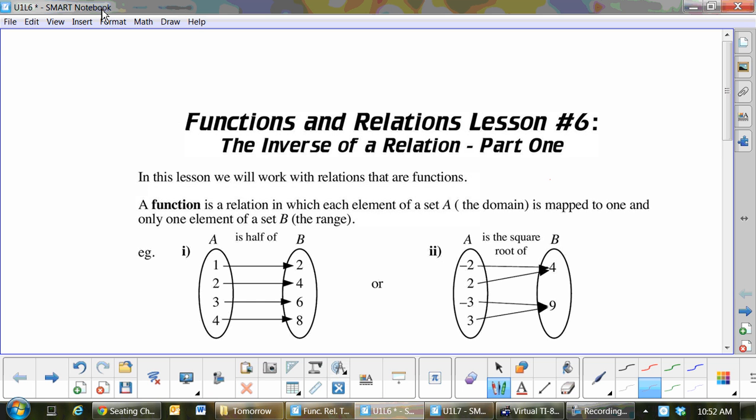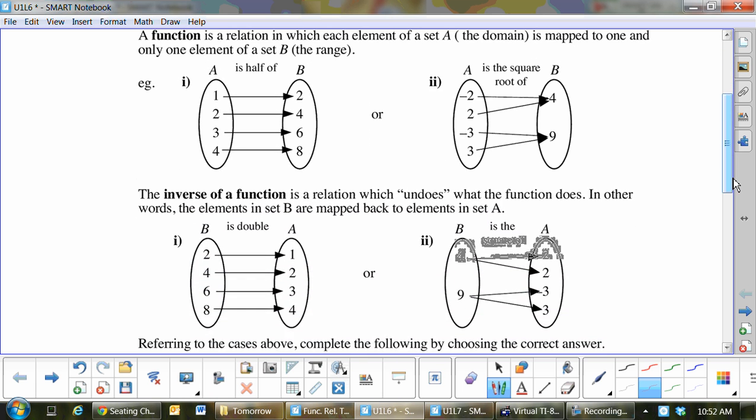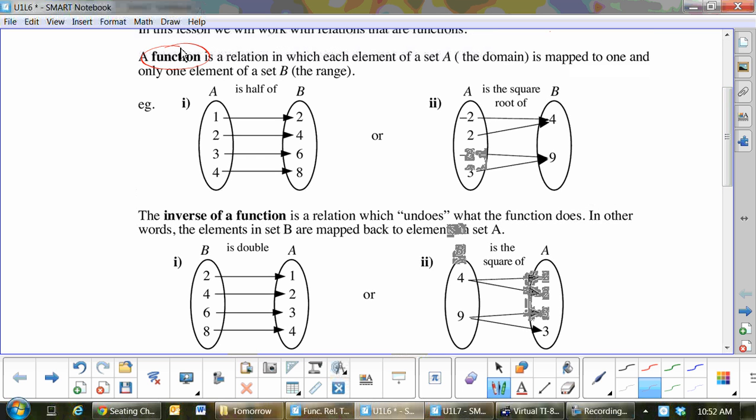Okay, so now we're going to be talking about inverses. Now, before we talk about inverses, we're going to talk about functions. Every year, that thing comes up, right? The word function. It's a relation in which each element in A is mapped to one and only one element in B. Okay? Now, what if I just called this 1, 2, 3, and 4?